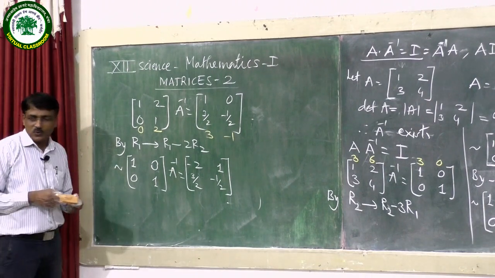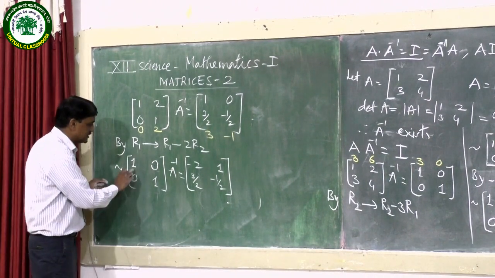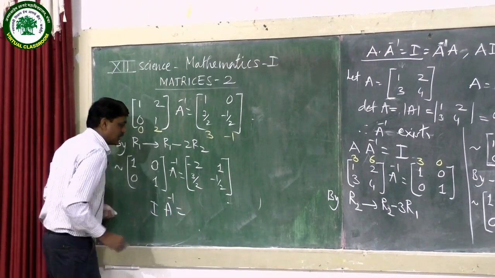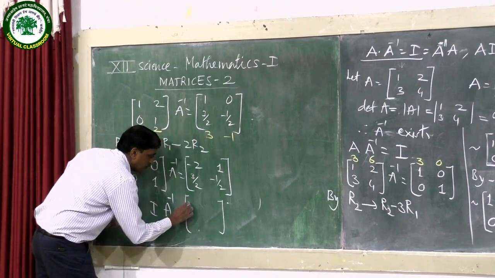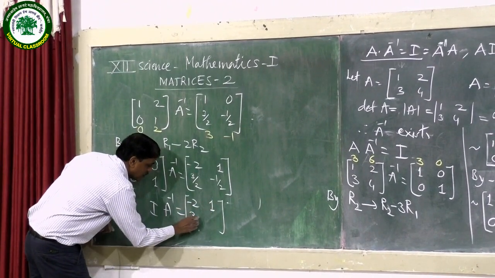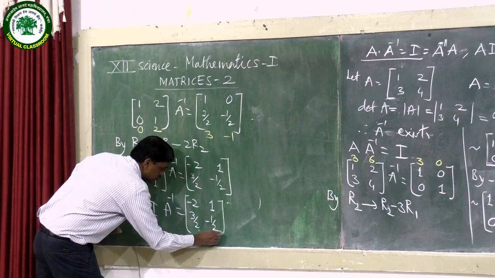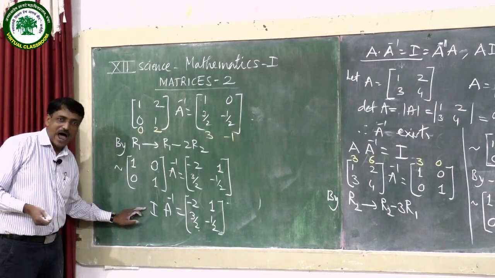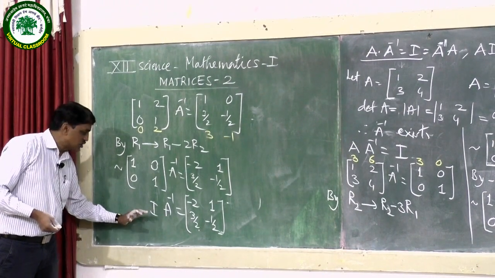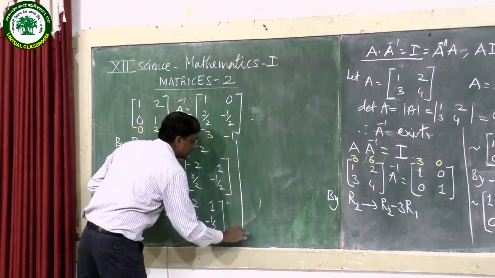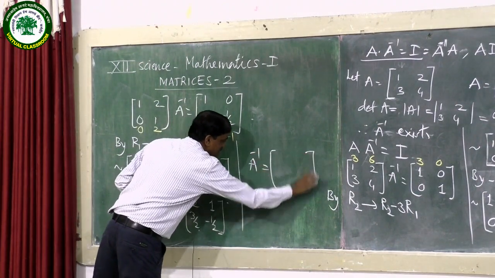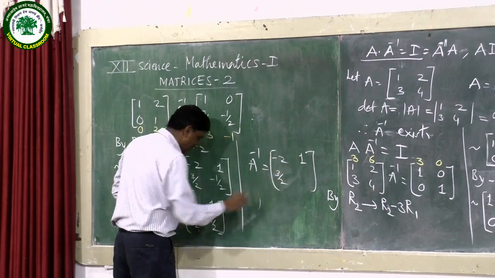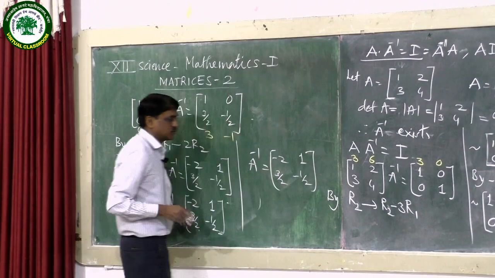Now see what we obtained finally here. This is the matrix [1 0; 0 1], this is I. So I into A inverse is equal to [minus 2, 1; 3 by 2, minus 1 by 2]. If you multiply any matrix by I, the matrix remains as it is. So I into A inverse is equal to A inverse, and the right side matrix is [minus 2, 1; 3 by 2, minus 1 by 2].